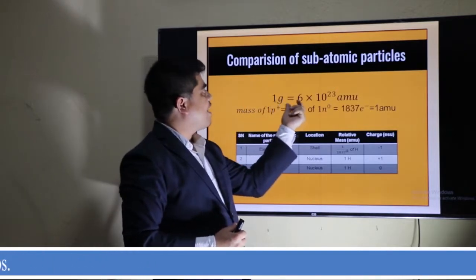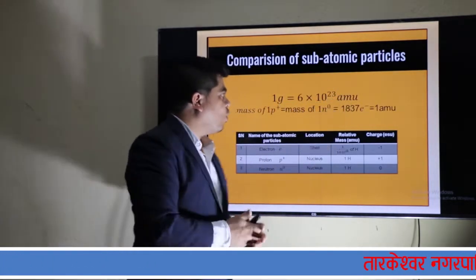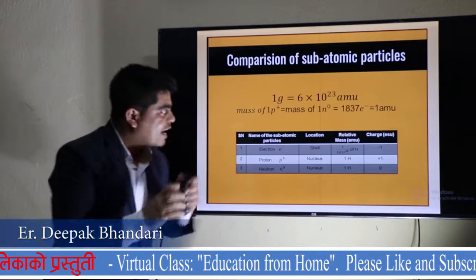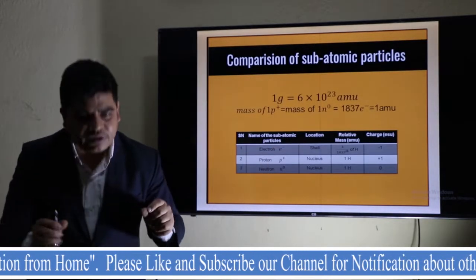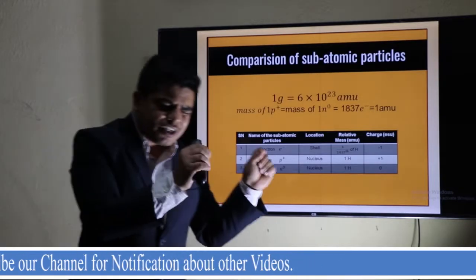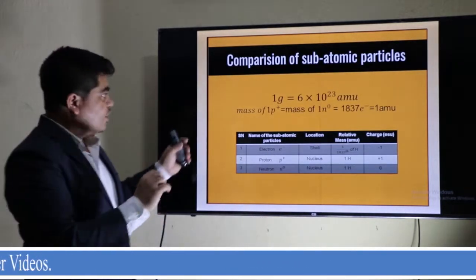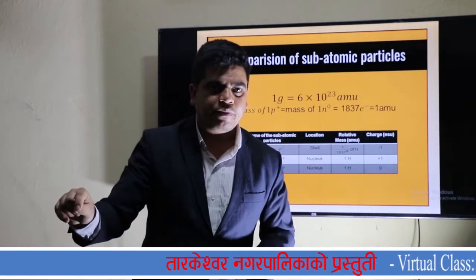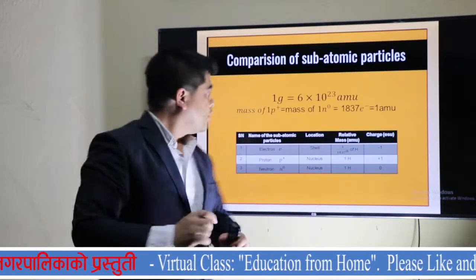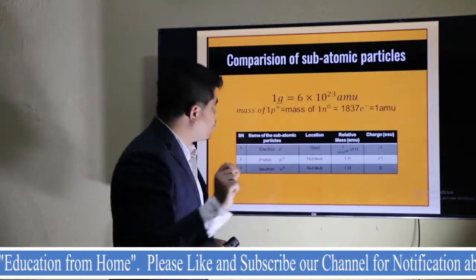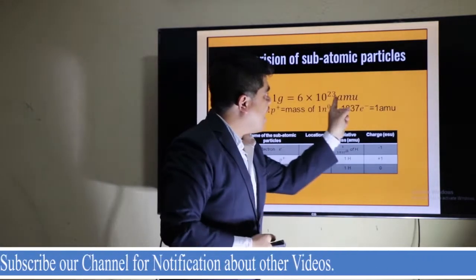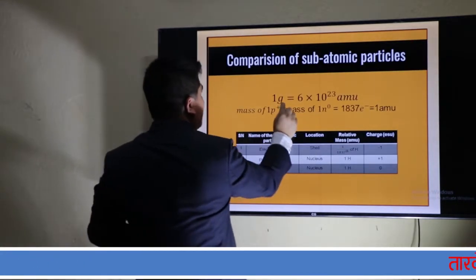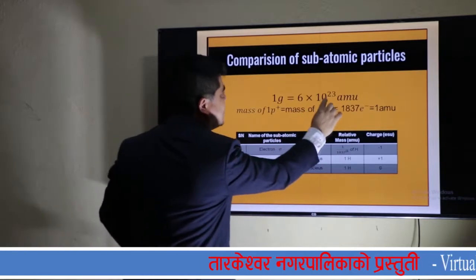I've written here 1 gram equals 6 × 10²³ AMU. Why does it have to be measured in AMU? We must know the basic concept: atoms are the very smallest particles of an element which take part in chemical reactions. That's why they cannot be measured in gram or milligram. So it has to be measured in atomic mass units. So 1 gram of hydrogen is equal to 6 × 10²³ AMU.